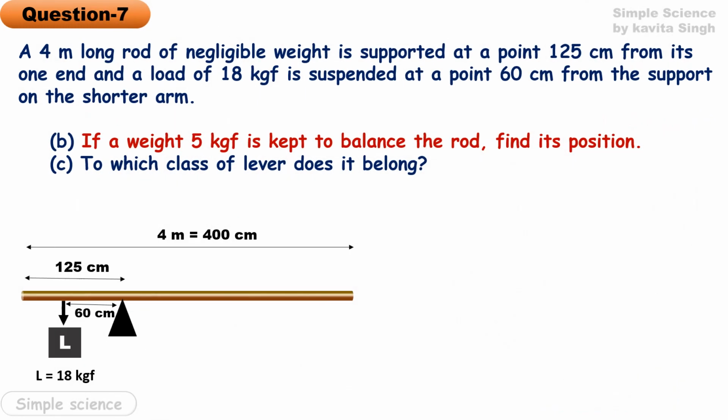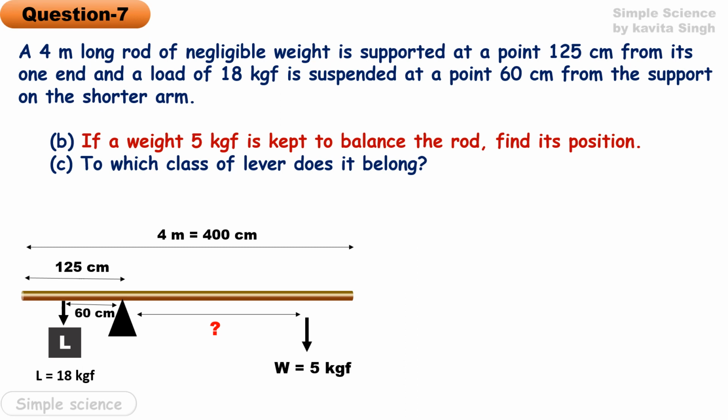Now second part of the question. Erase that first part. If a weight 5 kgf is kept to balance the rod, find its position. Now the weight value is given to you, it is not unknown. You have to find the distance where this weight is placed. So weight is 5 kgf, or effort is 5 kgf, but where it is placed, that is the question mark.